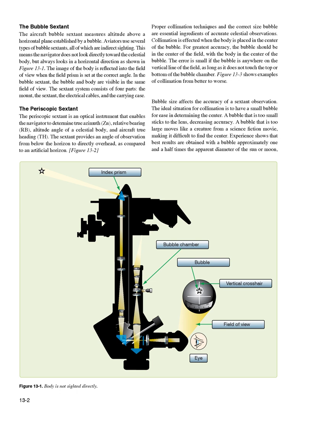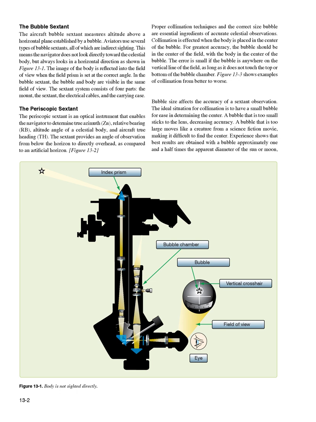The periscopic sextant. The periscopic sextant is an optical instrument that enables the navigator to determine true azimuth, ZN, relative bearing, altitude angle of a celestial body, and aircraft true heading, TH. The sextant provides an angle of observation from below the horizon to directly overhead, as compared to an artificial horizon. Figure 13.2: proper collimation techniques and the correct size bubble are essential ingredients of accurate celestial observations. Collimation is effected when the body is placed in the center of the bubble.